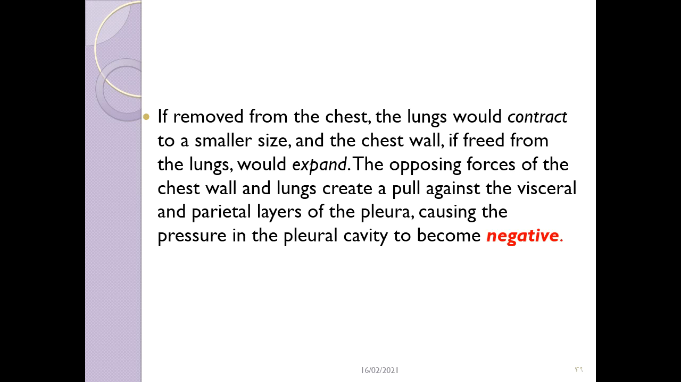These opposite forces of the chest wall and the lungs create a pull against the visceral and parietal layers of the pleura, causing the pressure in the pleural cavity to become negative. That's how the pressure in the pleural cavity is always negative, because of the opposing forces of the chest wall and the lung, which create a pull against the visceral and parietal layers of the pleura.